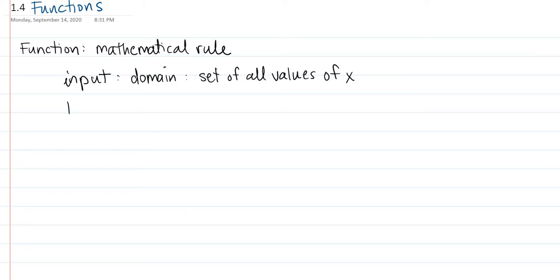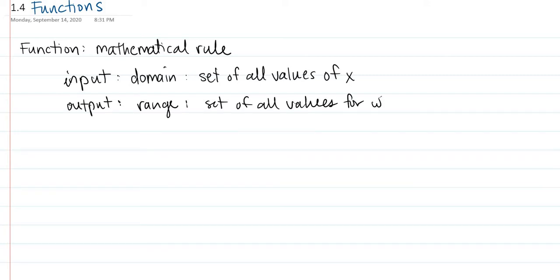The output is also known as the range, and that's the set of all values for which x is defined. That means that when you put an x value in, you do get a value out, also known as y, so all of the y values.